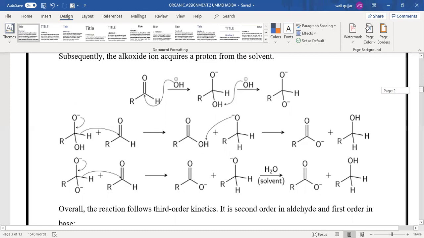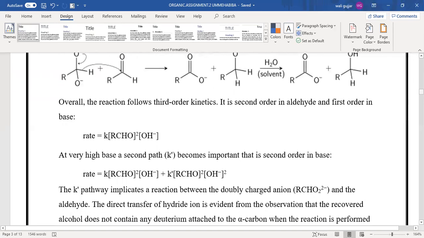So overall, the reaction follows third order kinetics. It is second order in aldehyde and first order in the base. So the rate is equal to the rate constant times the square of the benzaldehyde concentration times the hydroxide ion concentration. At a very high base concentration, a second path becomes important, and the rate will be equal to a different rate constant times the square of the aldehyde concentration times the hydroxide concentration.